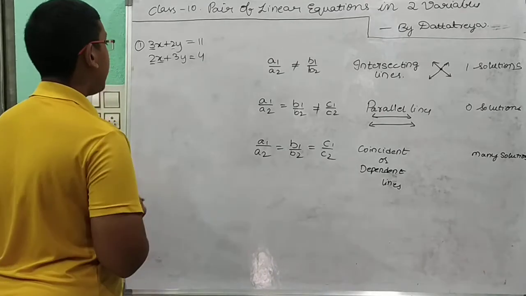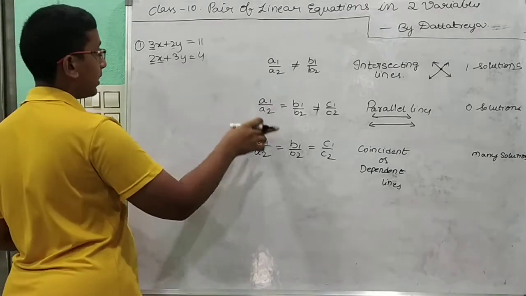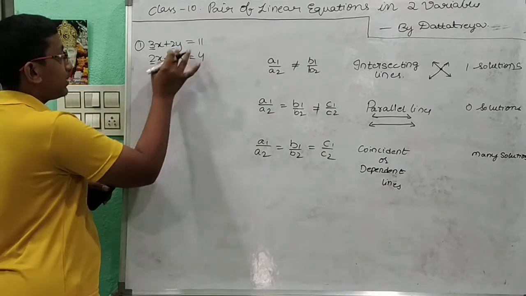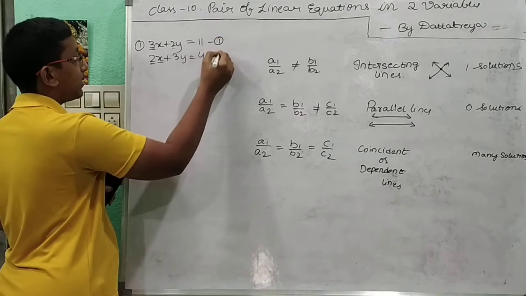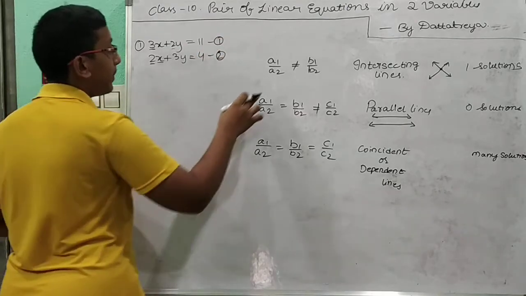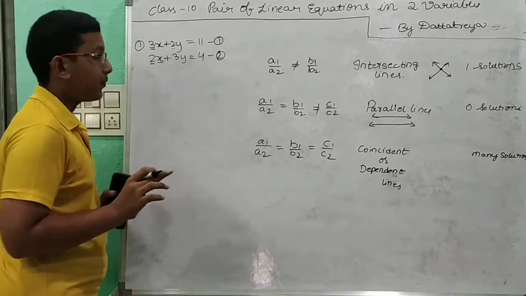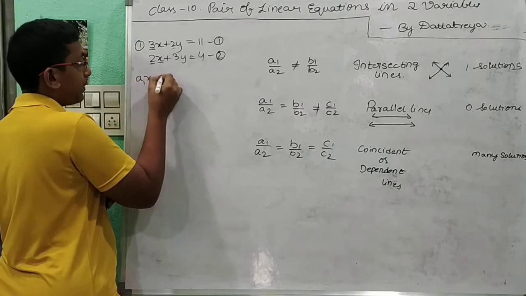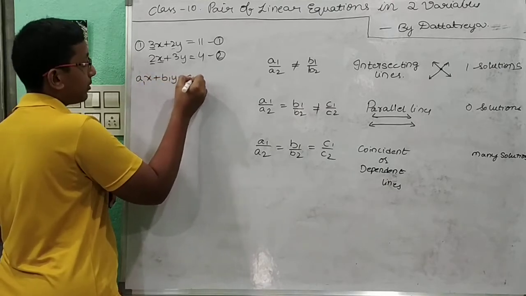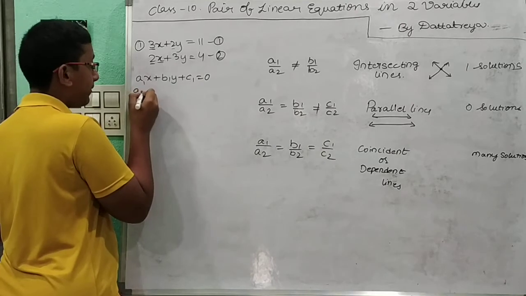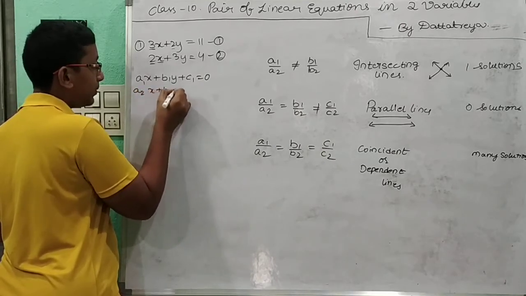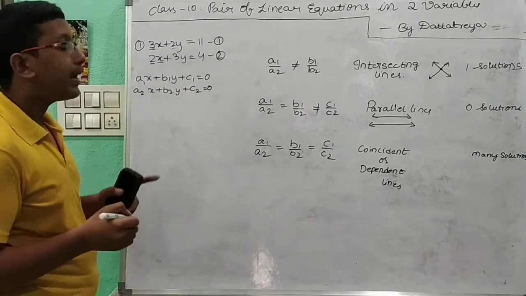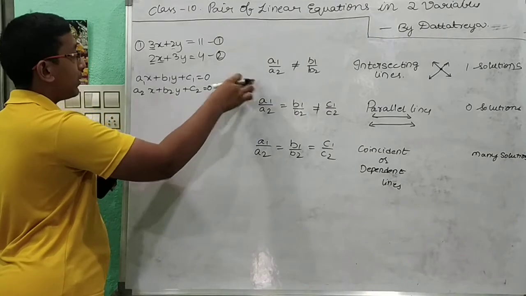First of all, if you want to know what type of equation this is among these three types, let's try. First compare these two equations. Let this be the first equation and this be the second equation. Now compare them by a1 by a2, b1 by b2 and c1 by c2. The linear equation is in the form a1x plus b1y plus c1 equal to 0, and the second equation is in the form a2x plus b2y plus c2 equal to 0. Both equations are arranged in this way.